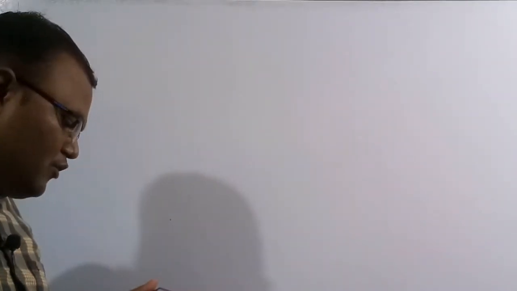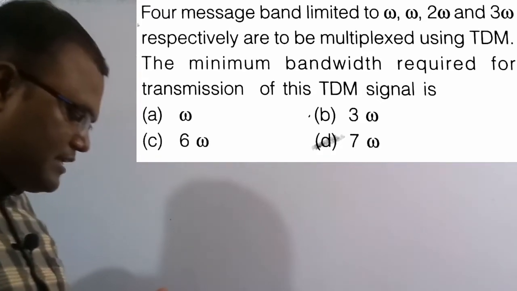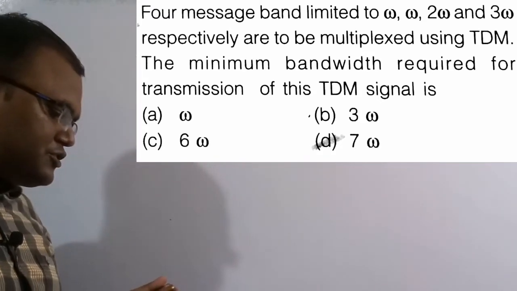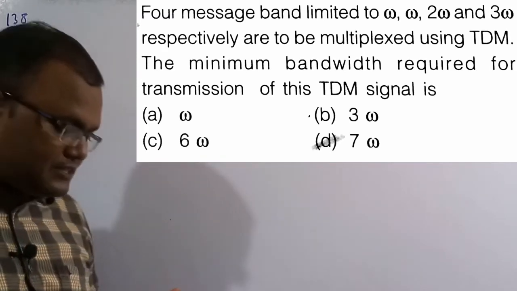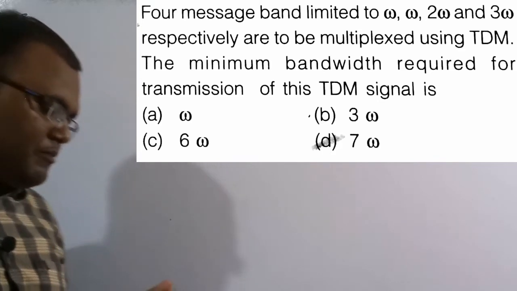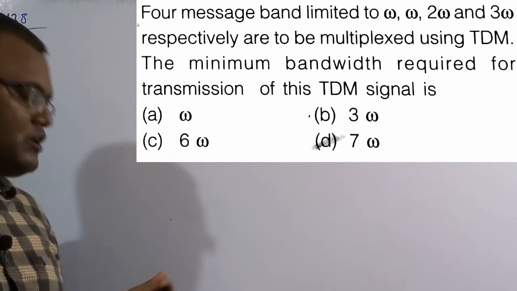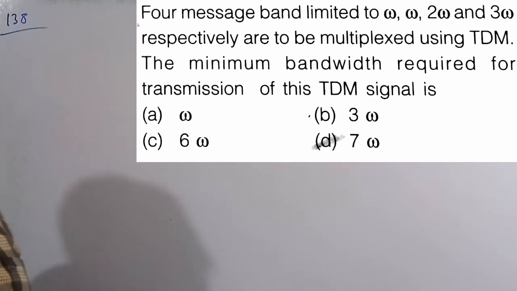So now we are going to solve the 138 question. See the question here. 4 message signals band limited to omega, omega, 2 omega and 3 omega respectively are to be multiplexed using TDM, time division multiplexing. The minimum bandwidth required for the transmission of this time division multiplexed signal is. So we have to find what is the minimum bandwidth with the help of the TDM principle. So what are the four options? Option D, 7 omega is the correct solution of this question.